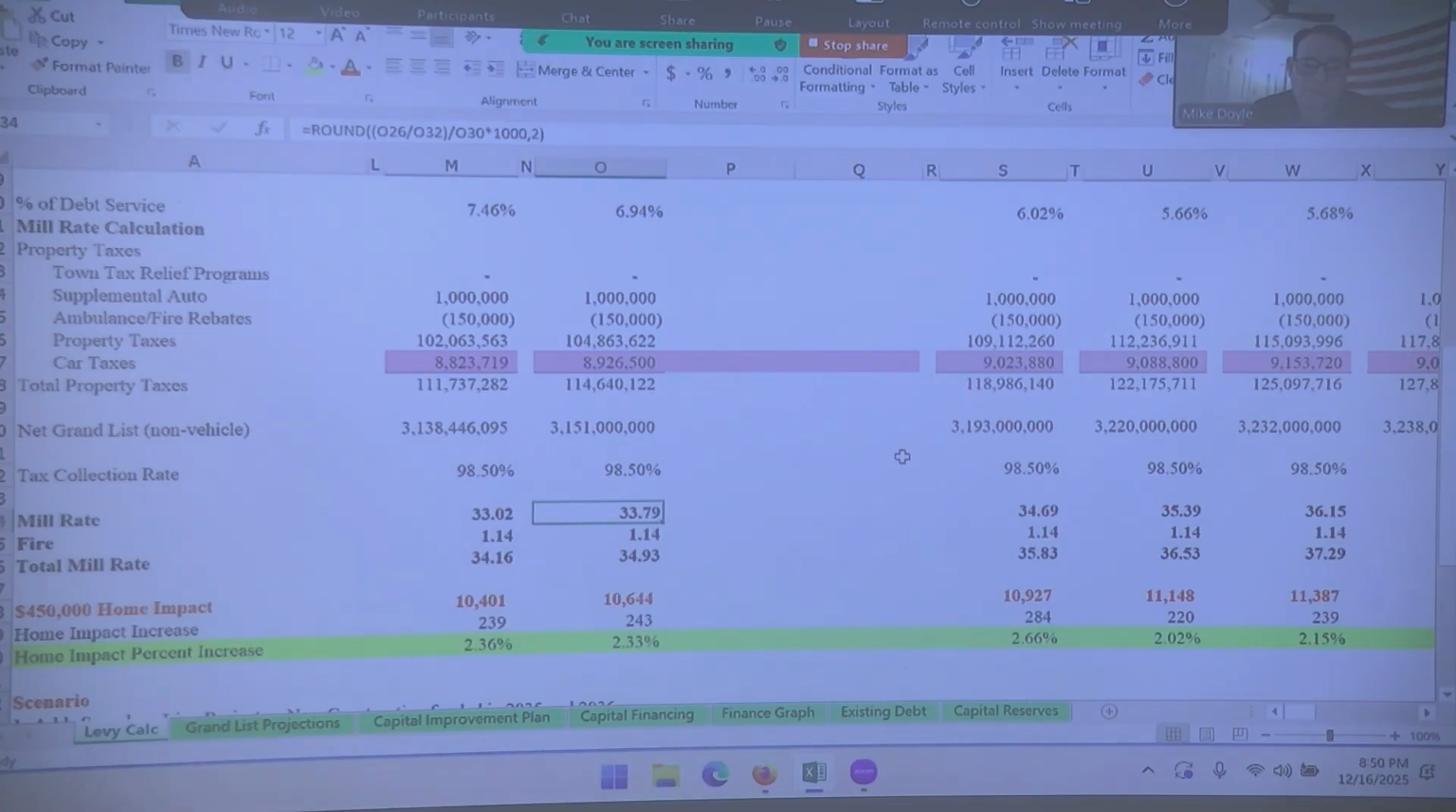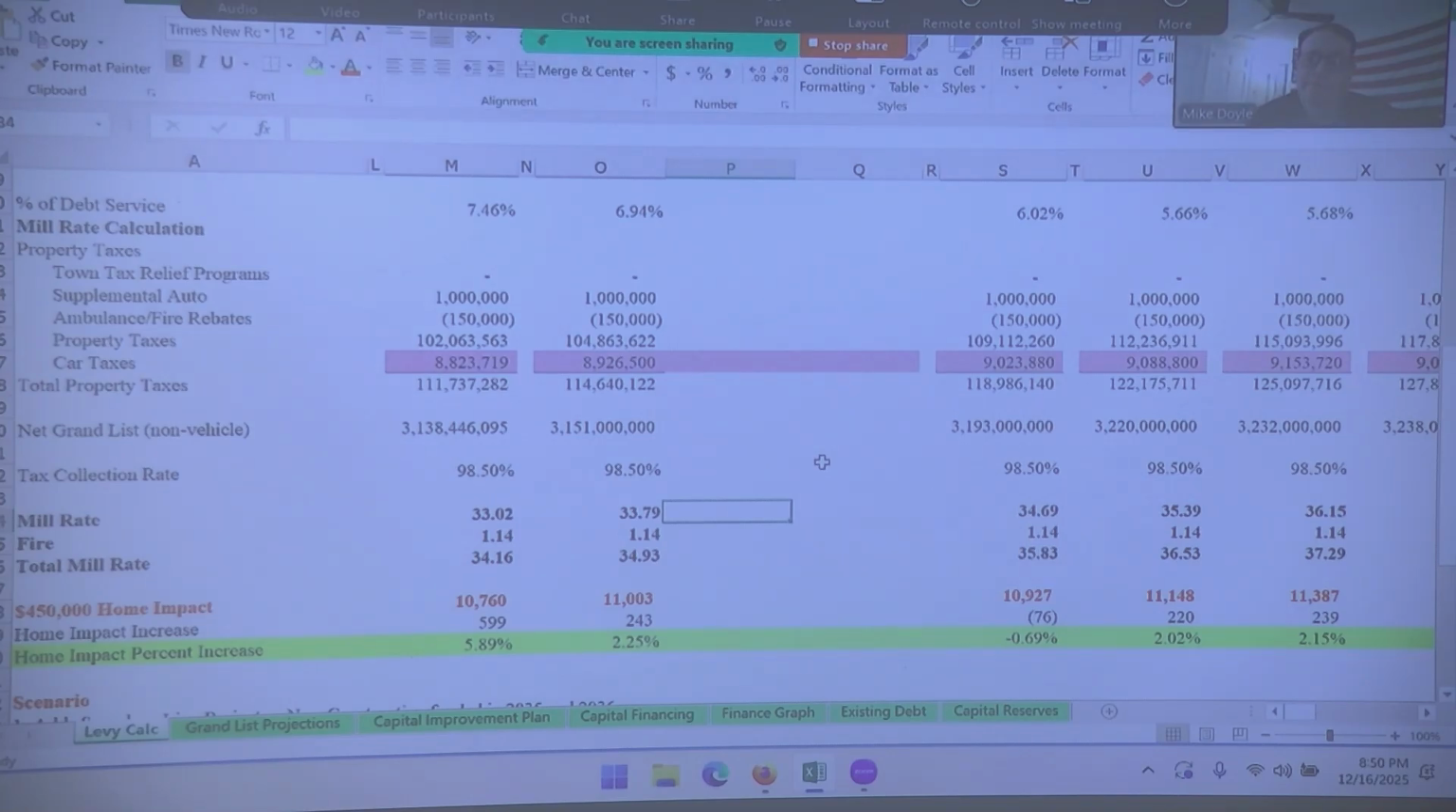So what would be the home impact increase if we added the fire? $225. It actually comes down a little bit. It comes down, it's better that way, because the fire is remaining flat, and that's a bigger number, right? Right, exactly.